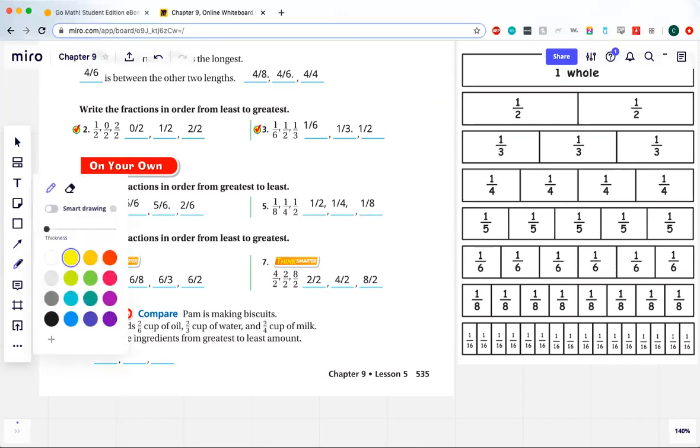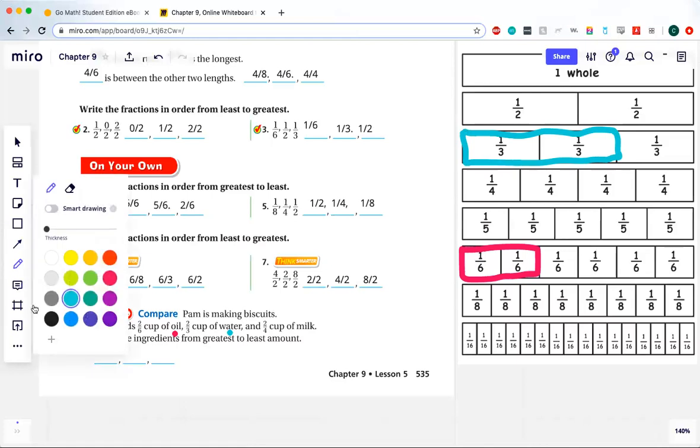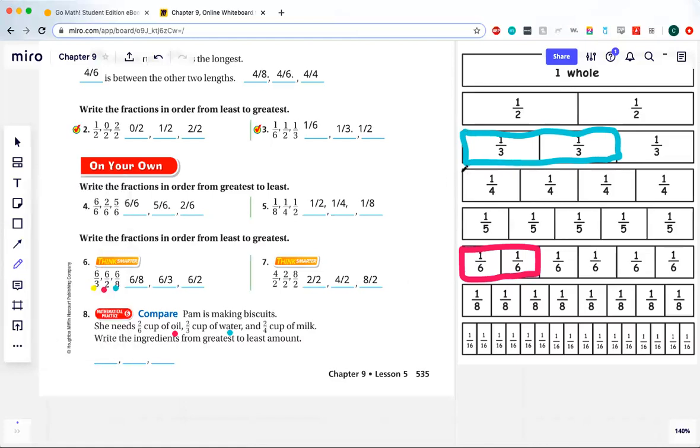So I'm going to take my colors here, and I'm going to say that oil is going to be pink. Okay, so I'm going to color it in. 1, 2, 2/6 of oil. And I'm going to go ahead and say that our water is going to be blue. And there's 2/3 cup of water. And then for our milk, I'm going to make our milk green. And there's 2/4 cups of milk.